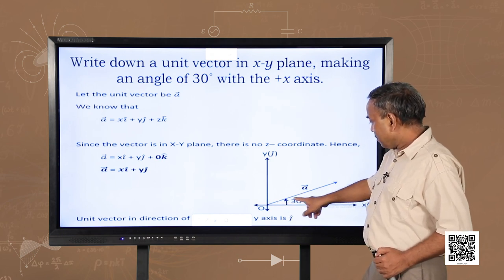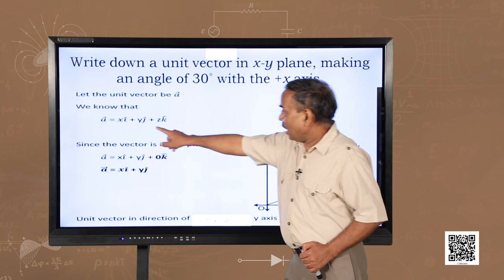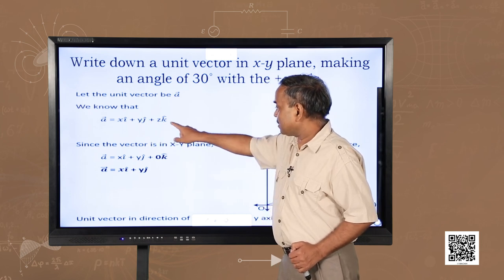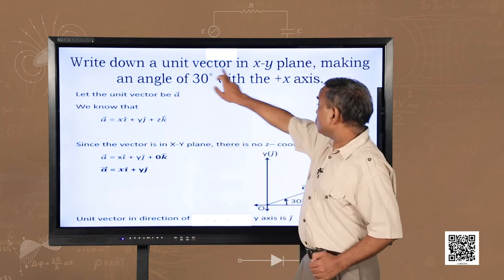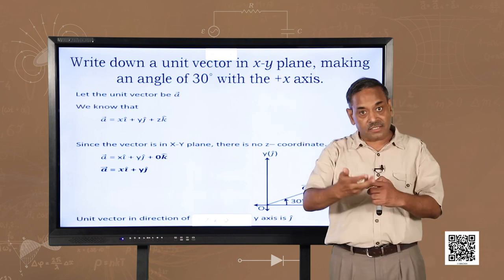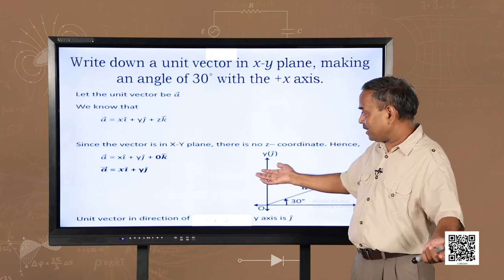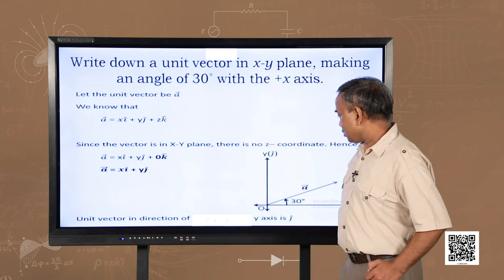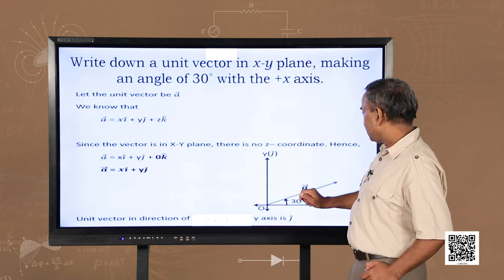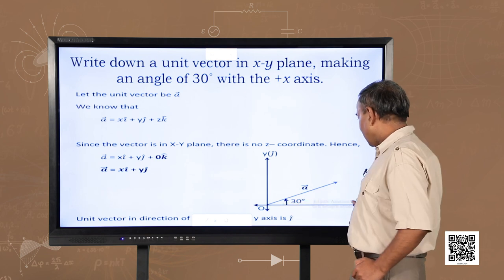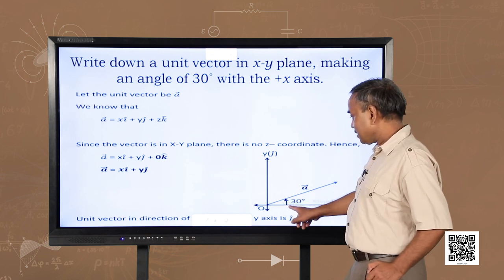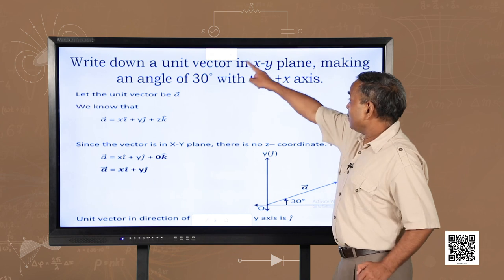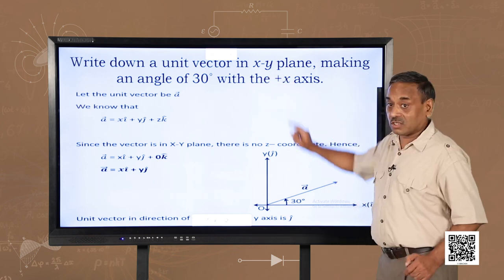This is vector A, this is angle 30. Now, we have A is equal to x i plus y j plus z k. Now, we know we have to do it in the XY plane, so Z is equal to 0. So, I can write x i plus y j plus 0 k. So, I can draw this line diagram like this, having Y axis and 30 degree angle. So, this will give me a unit vector of this question.